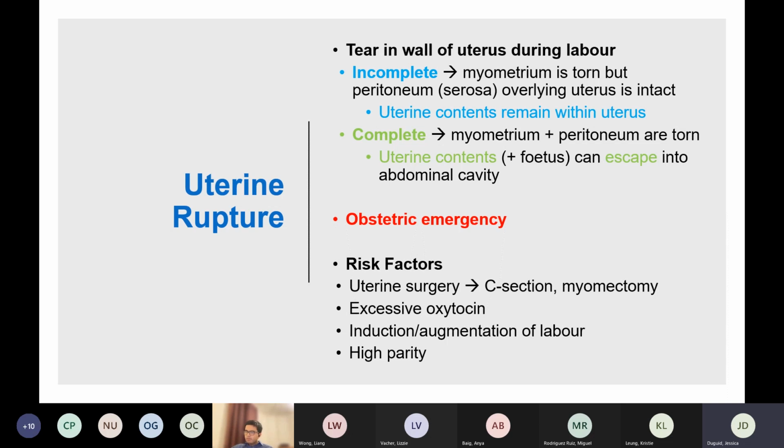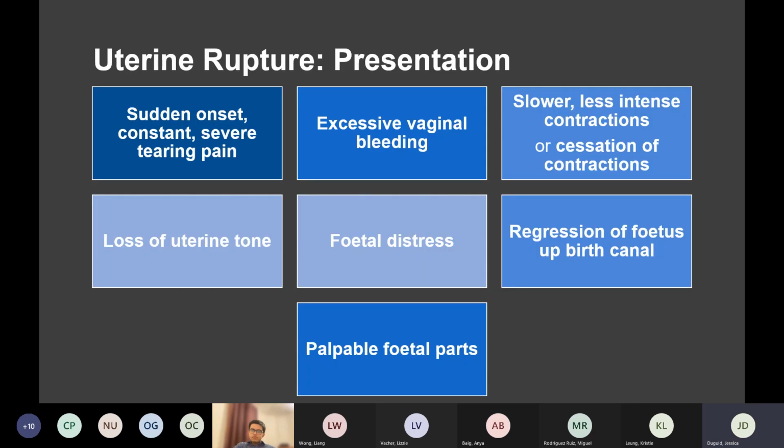So having excessive oxytocin with a previous C-section is a big risk factor. Having induction of labour, because most of the time with induction of labour, you end up needing to use oxytocin. And then having previous high parity, so having had many other children, because the more children you have, the more stretch your uterus gets, and therefore the thinner it is, so the easier it is to rupture. It is important to note that uterine rupture is very uncommon, but it's something to look out for because it is very, very dangerous. So can anyone think of any symptoms you're going to get with uterine rupture?